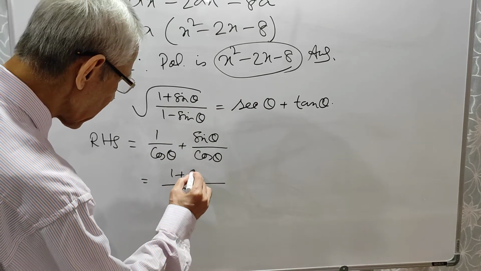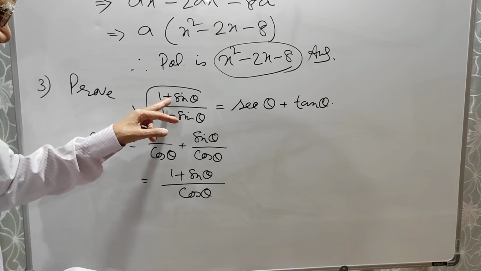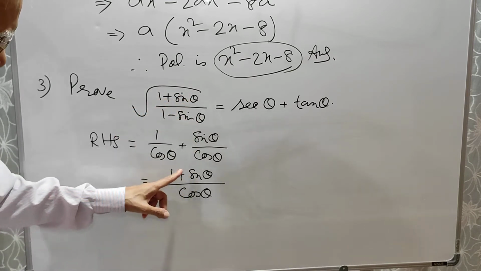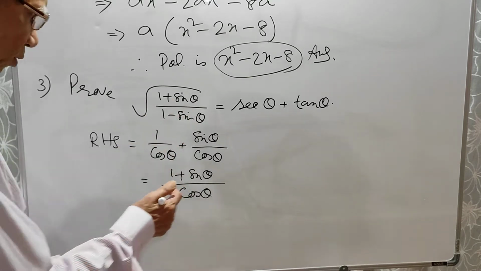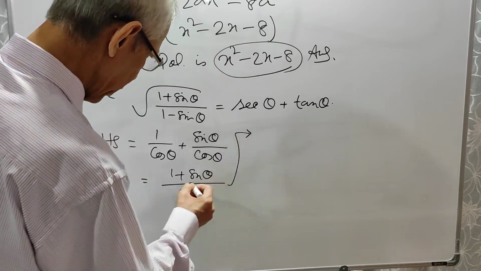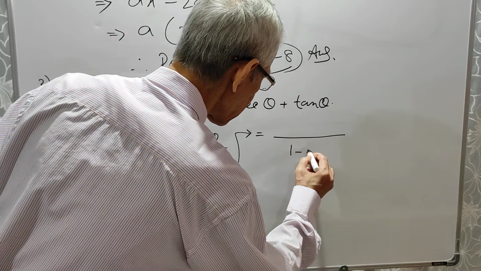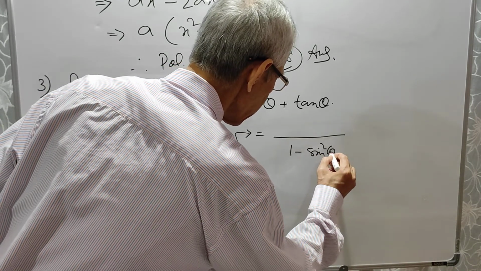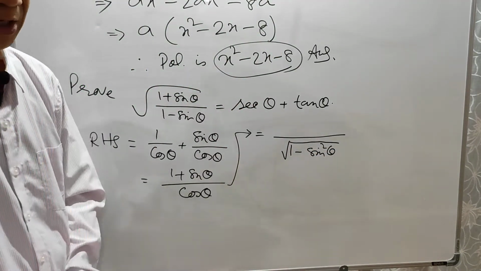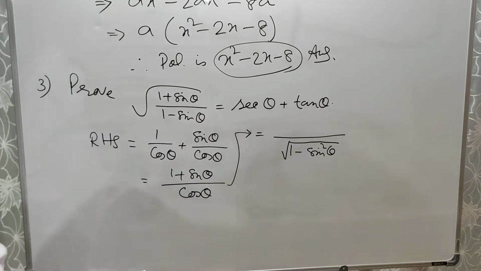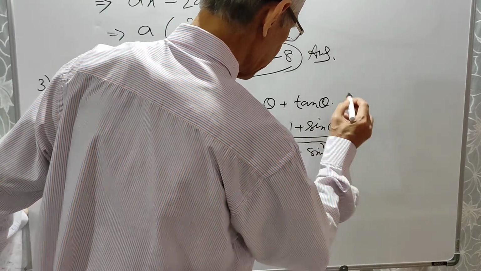So with cos theta as the common denominator, what do you get? 1 plus sine theta. Now keep an eye on what we are going to get. We have to get 1 plus sine theta and 1 minus sine theta. Now 1 plus sine theta we have. For 1 minus sine theta, we have to express cos theta in terms of sine theta. Cos theta in terms of sine theta is the square root of 1 minus sine square theta, because cos square theta is 1 minus sine square theta. And the numerator remains 1 plus sine theta.